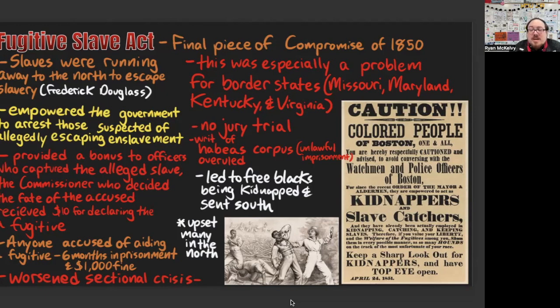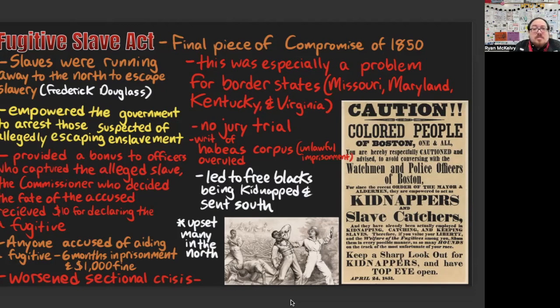It also basically made not only the people of the government, but also the people of the North financially and legally responsible for catching and apprehending runaway slaves. If you were found to be helping these escaped slaves, you could be put in prison for 6 months and given a $1,000 fine, which is an absolutely insane amount of money for the time. And this is incredibly controversial in the North. The fine is about $40,000 in today's money.